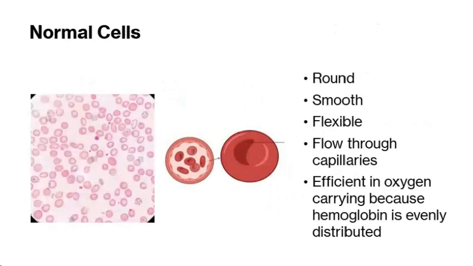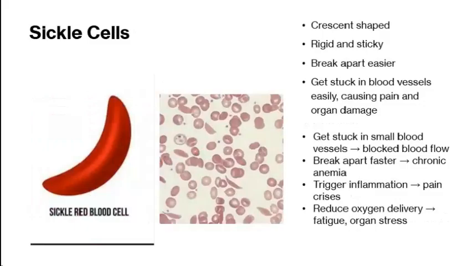So normal red blood cells are round, smooth, they kind of have an indent in the middle, and they flow really well through blood vessels and capillaries. And they're great at carrying oxygen because the hemoglobin is evenly distributed throughout the red blood cells.